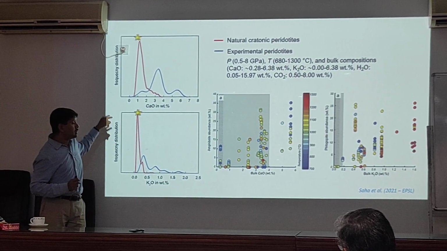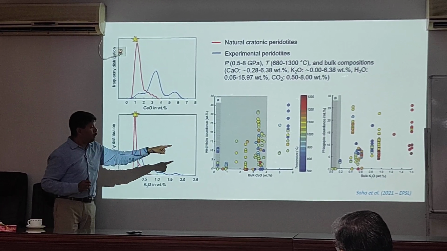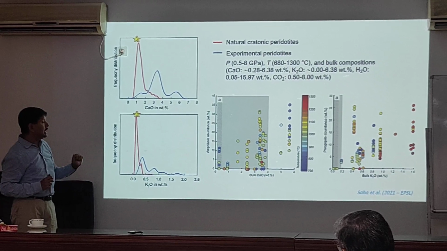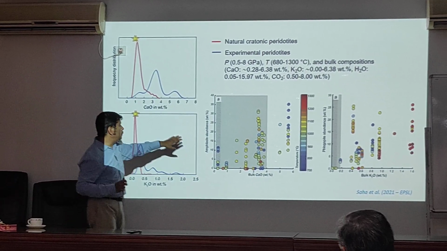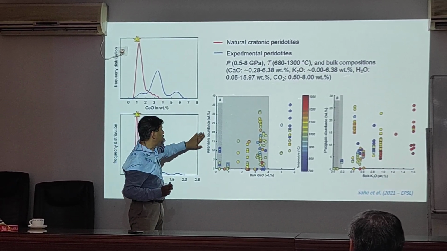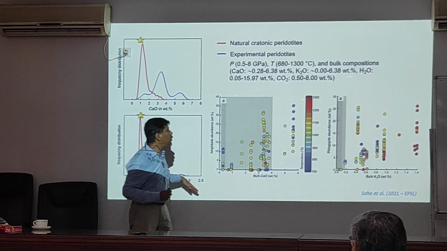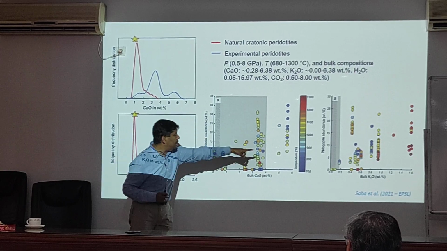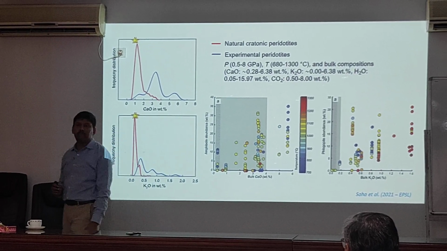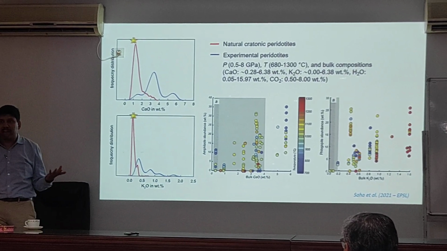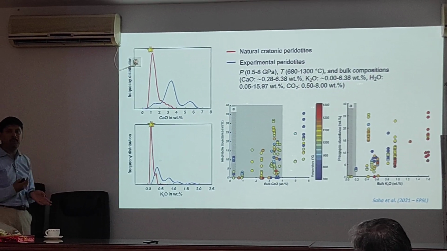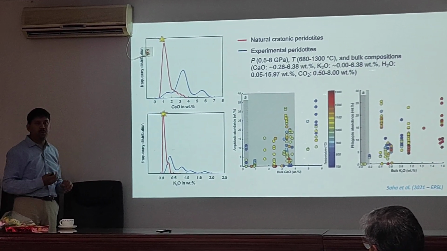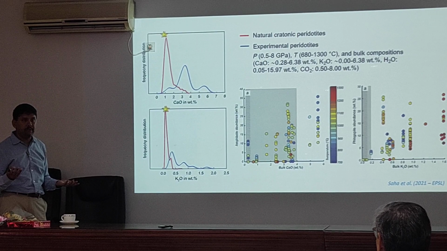Why are these two oxides important? What we found from our experimental compilation is that the overall modal abundance, or the mass proportions, of amphibole and phlogopite show a broad correlation with bulk CaO content for amphibole and bulk K2O content for phlogopite. And again, you would expect that, right? Pargasite amphibole should correlate with bulk CaO content, phlogopite should correlate with potassium content, right?